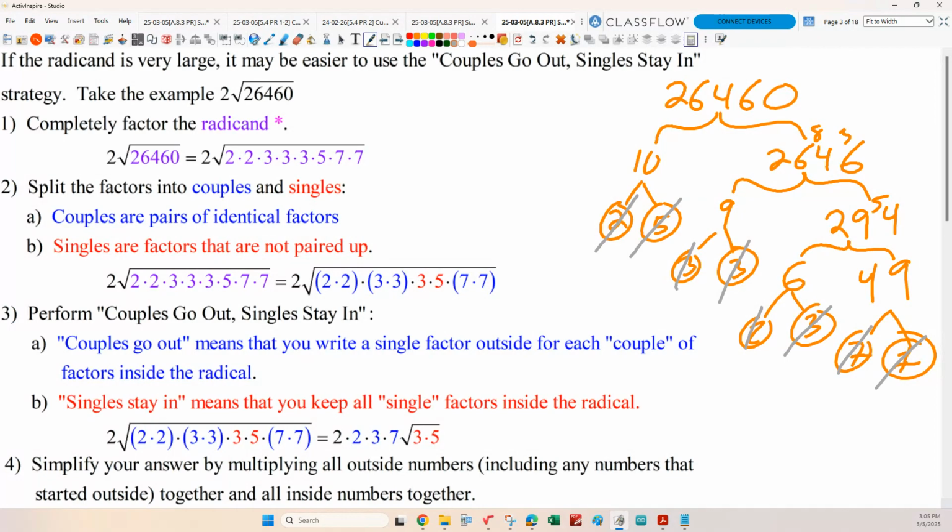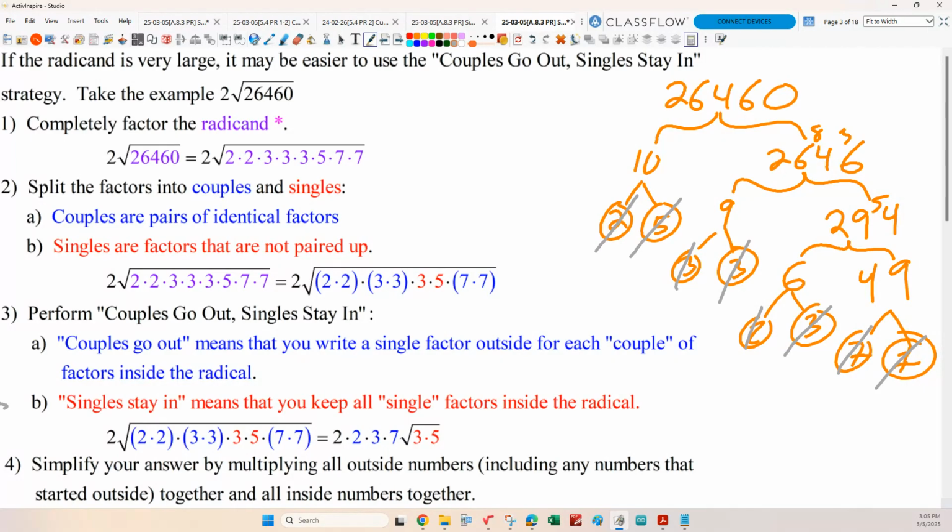So there's the product of all the factors in increasing order, right? Okay, here's the trick. The trick is called couples go out, singles stay in. So if we're doing a square root, have you guys learned this one before? What's the number that sits on the radical this time? If it's a square root, it's a 2. So the index number is 2. That's telling us how big the groups are that go out of the radical. So a group of 2 is a couple, right?